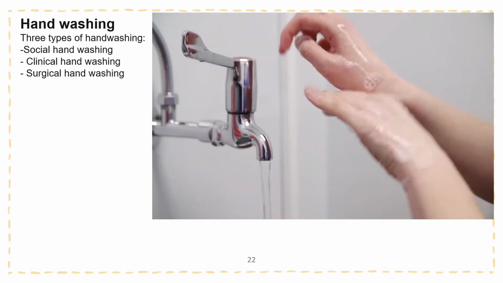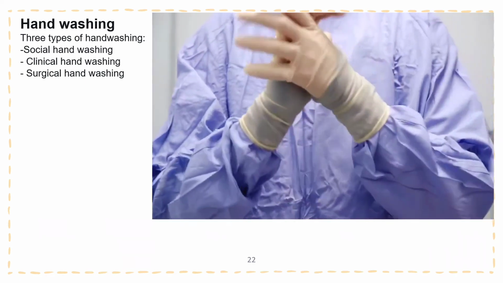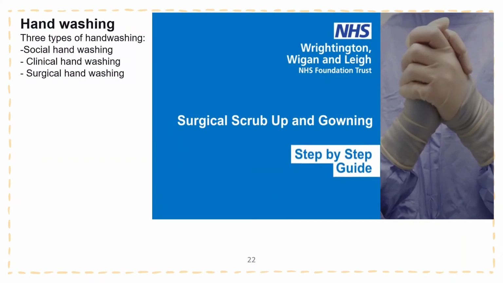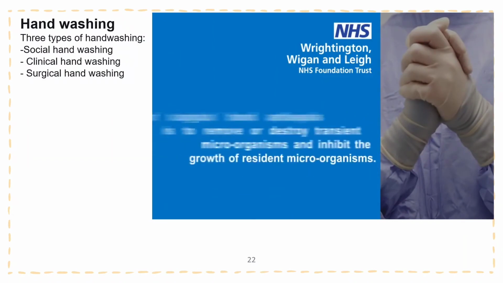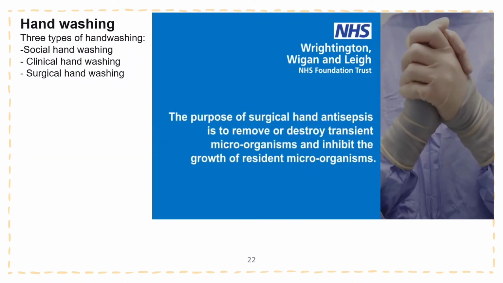Hand washing can be divided into social hand washing, clinical hand washing, and surgical hand washing. In this video, the professionals will demonstrate how to properly hand wash for surgery and how to gown up for surgery. Surgical scrub-up and gowning, a step-by-step guide. The purpose of surgical hand antisepsis is to remove or destroy transient microorganisms and inhibit the growth of resident microorganisms.